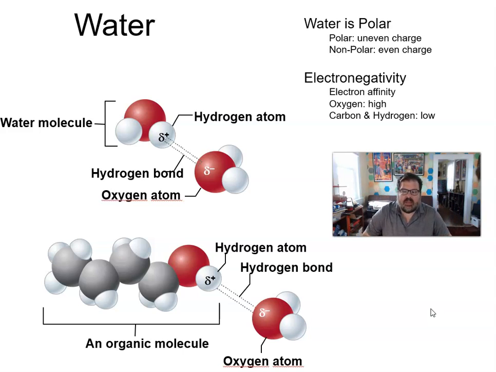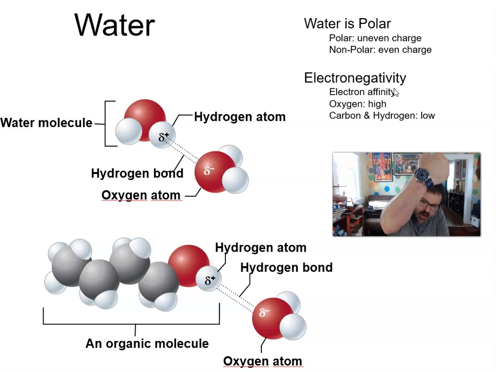Okay? Now, it has an uneven charge distribution because of this property called electronegativity. This is something you can actually measure, but that's not important for us. But electronegativity is a measure of electron affinity. Okay? So what does that mean? Well, an affinity, basically, if you have an affinity for something, it means you like something, right?